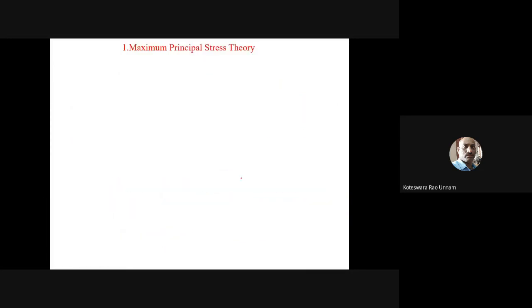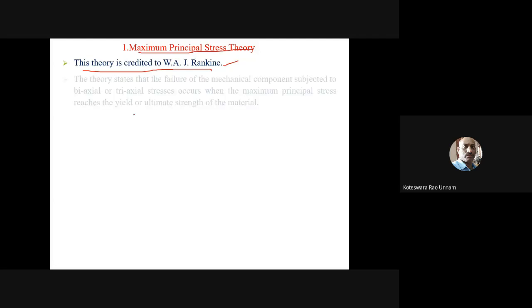First we'll take the maximum normal stress theory. Like I said, this theory is credited to W.J.M. Rankine. He was the person who first defined this theory. That's why it is also called the Rankine theory, or the maximum principal stress theory.